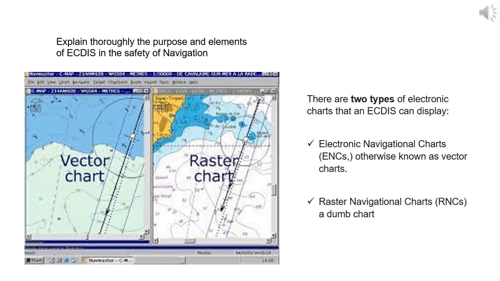There are two types of electronic charts that an ECDIS can display. Electronic navigational charts, ENCs, otherwise known as vector charts. Raster navigational charts, RNCs, a dumb chart.